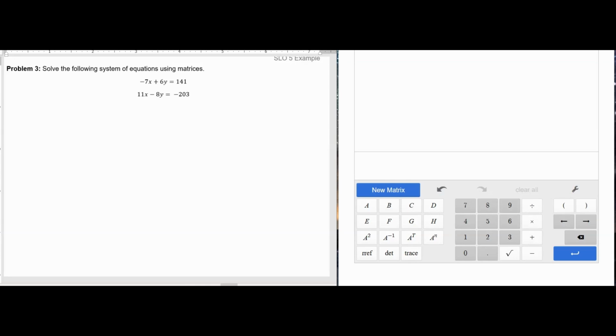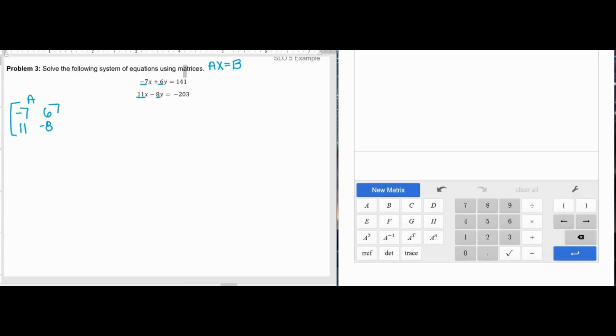We're asked to solve the following system of linear equations using matrices, which means that we are going to write our system in the AX equal to B format. Remember, A is our coefficients. Notice that we have two variables with two equations, so we're going to have a 2 by 2. I have -7 and 6 in the top row from my -7 and my 6. Bottom row is going to be 11 and -8.